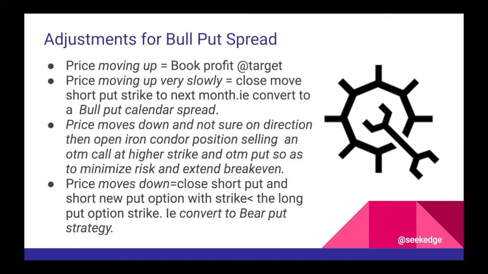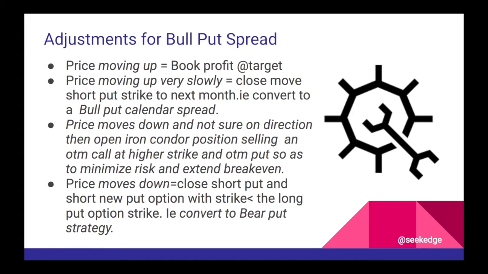Adjustments: if it is moving up, very good, no problem, book the profit as per the trade plan target that you have set. If it is moving up very slowly, you can convert that into a bull put calendar spread. The only thing is the strikes: you close the short put and then take another short put at a different month, so you change to the next expiry strike. If it is moving up, there is more chance that you may end up in profit.